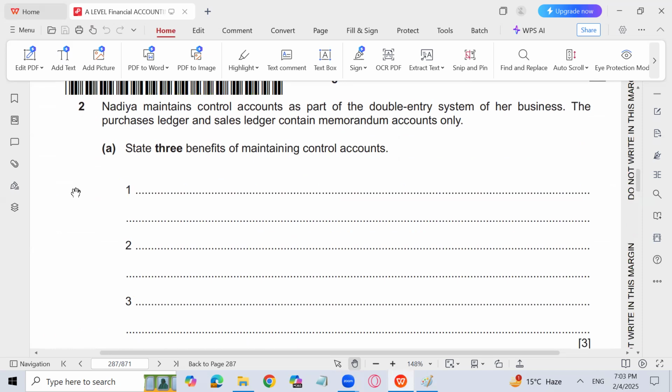So the benefits are to check the arithmetic accuracy of ledger balances, then to locate errors and frauds. We can find the total trade receivables and trade payables to be written in the statement of financial position. So this is one of the important questions of control accounts.